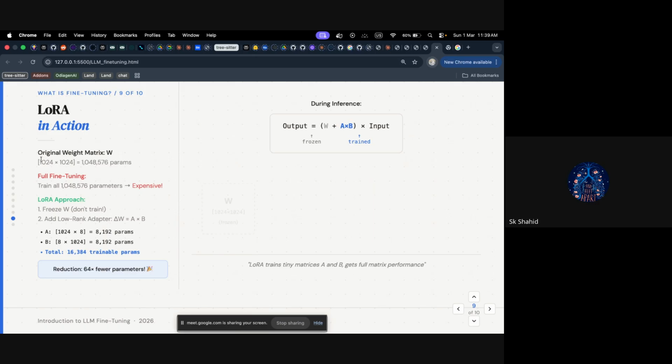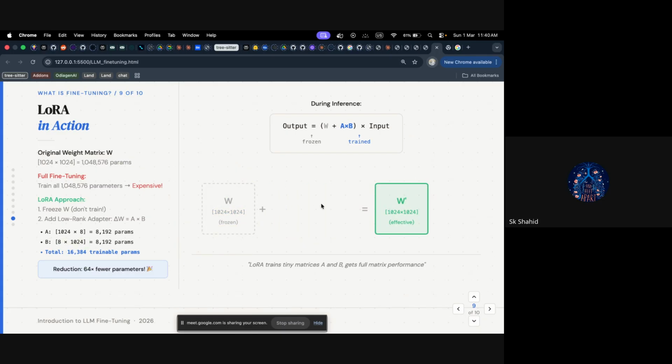Let's say we have our original matrix of 1024 by 1024. It will have 1 million trainable parameters, right? So if we fully fine-tune it, we need to update 1 million parameters here. It's very expensive. But with the LoRA approach, you break this matrix into a low rank of, let's say, 8. Here we are taking the rank as 8. So I'll get a matrix of 1024 by 8.